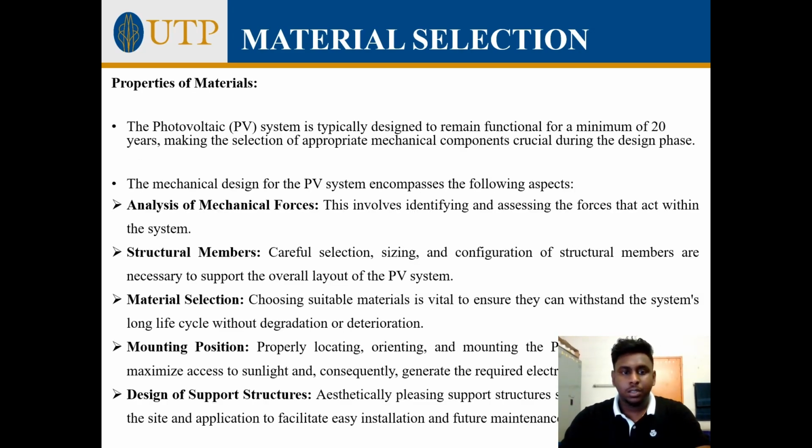Properties of materials. The photovoltaic system is typically designed to remain functional for a minimum of 20 years, making the selection of appropriate mechanical components crucial during this design phase. The mechanical design for the PV system consists of the following aspects.